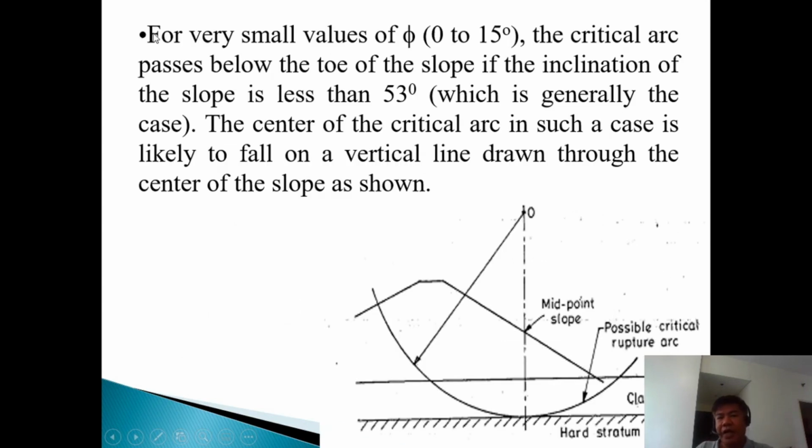So here is one. I cropped this one because I already mentioned it; it could be part of the assumption that if the value of the angle of internal friction, phi, is very small, from 0 to 15, the critical arc passes through the toe of the slope, if the inclination of the slope is less than 53 degrees. So there are a lot of assumptions, not only this one, but it is just an applicable assumption if you're going to draw it manually.